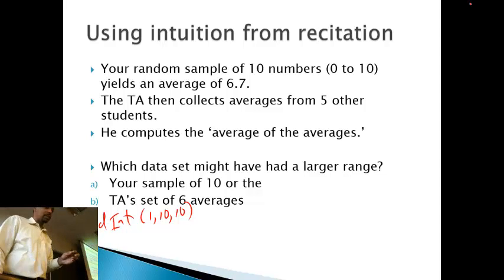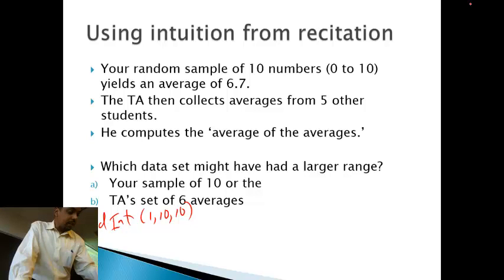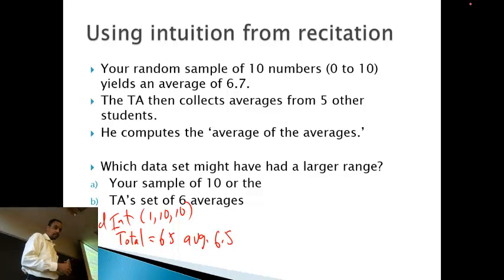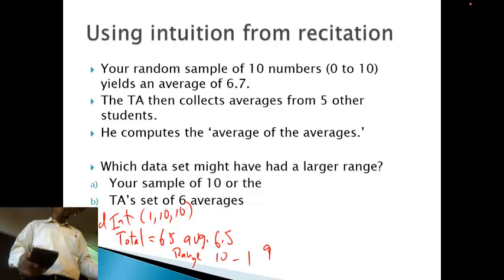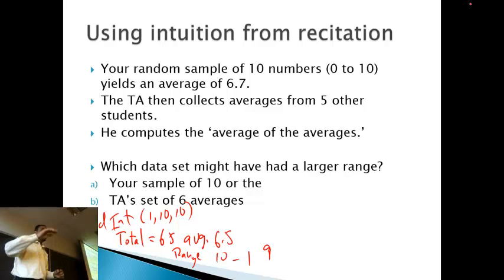No way, that's impossible. I got a total of 65, which means my average is 6.5. And my range went from 10, the largest number I had was 10, the smallest number I got was 1. So my range was 9. Now, let me get 5 volunteers, 5 brave souls.